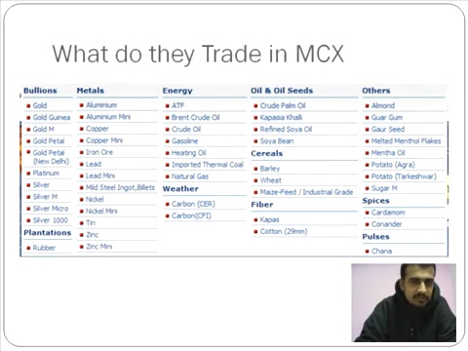Some of the products traded in MCX, starting from the ones towards my left, are the bullions. Bullions here refers mostly to precious metals. Then you have other metals like aluminum, iron ore, lead, copper, zinc, tin. You have energy contracts like crude oil and natural gas, and oil seeds are also traded. You have fiber such as cotton, and other products as well. For example, even potatoes are traded in MCX.